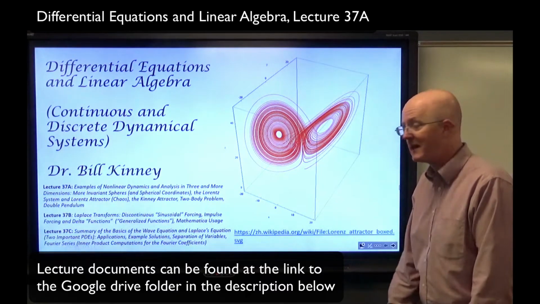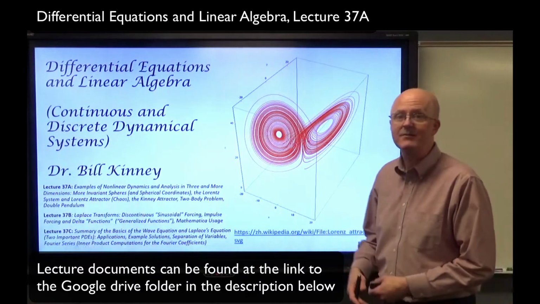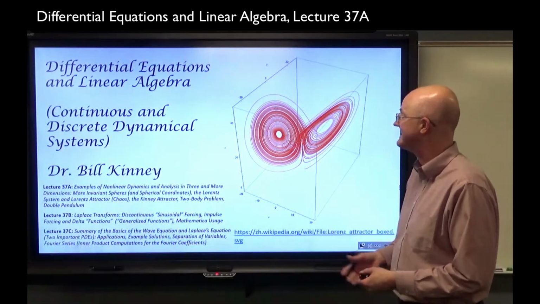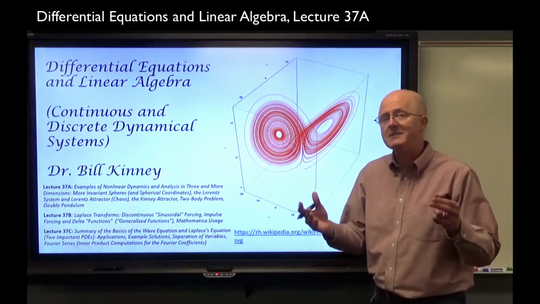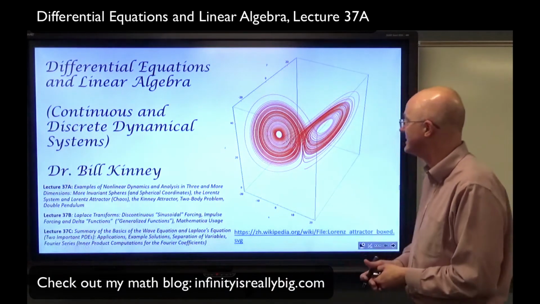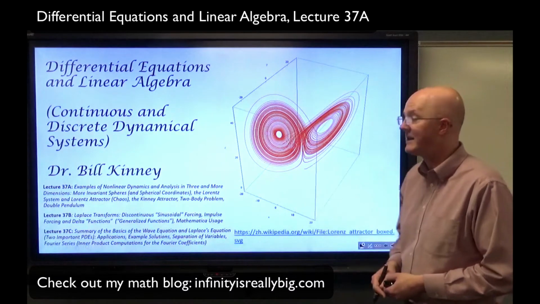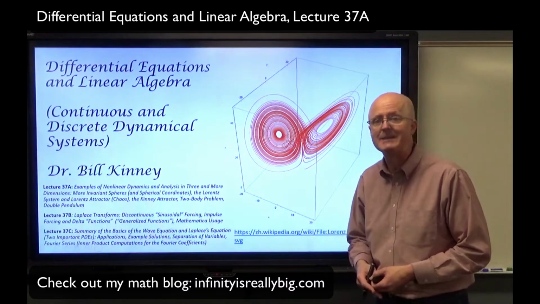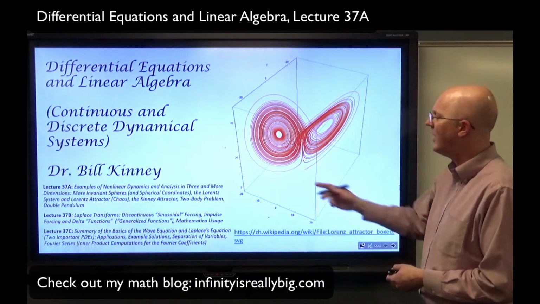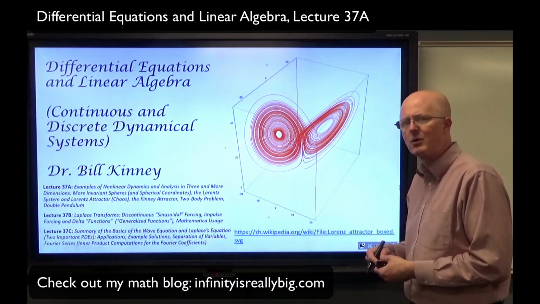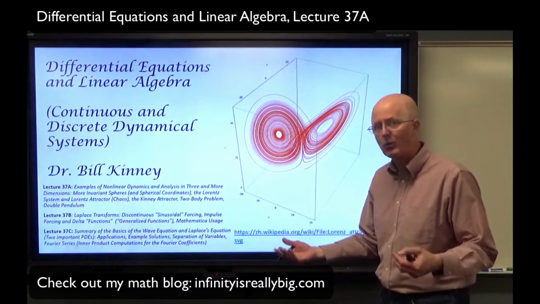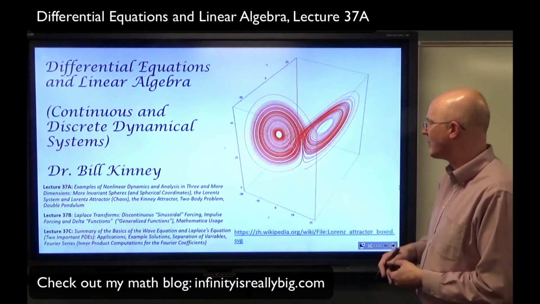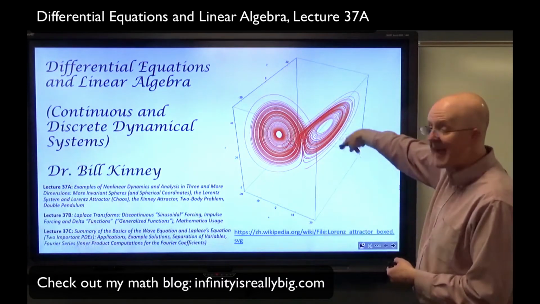37A is what this lecture is. You can see it's examples of nonlinear dynamics and analysis in 3 and more dimensions. Very broad overview with lots of pretty pictures and Mathematica usage. We'll talk more about invariant spheres. We'll look at the same example from 36A. We'll also talk about how to think about it in spherical coordinates, which corresponds to the Mercator projection of the world map. The Lorenz System and Lorenz Attractor, which is exactly what you see right here.